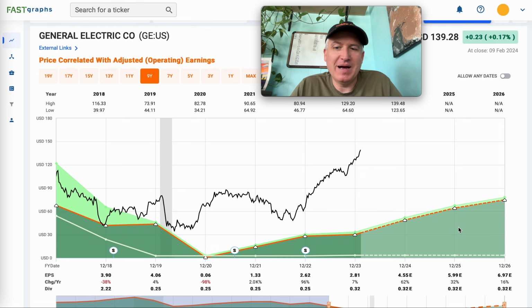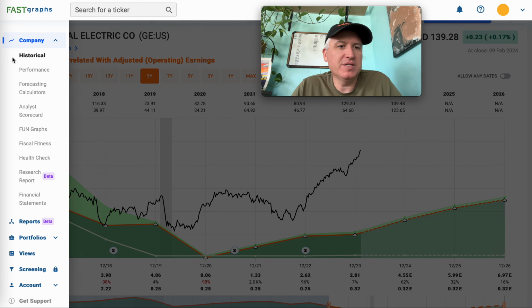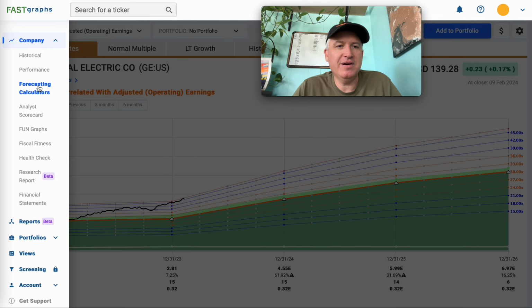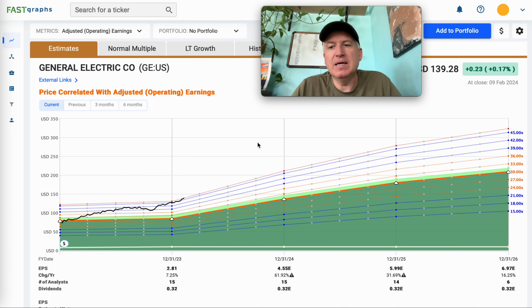I'm not sure about that. But if we can go to the Fast Graphs forecasting calculator, what I would say is I would just put, honestly, well, if the momentum continues, the multiple will probably trade higher. But for me, like a 21 multiple, assuming there's not a recession, maybe a 24 would be reasonable in 2 years. Okay, if they can hit the $6 a share, $5.99 in earnings a share.